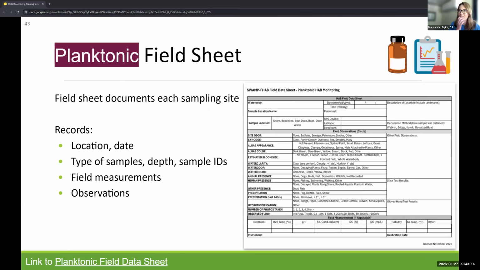Now, as we already alluded to, there's quite a bit of documentation that goes along with those samples to understand what your observations were and help interpret the lab analysis results as well. This is an example of how our field data sheet looks, one for each site. It's one page, and we keep a book of these just so that they're handy.